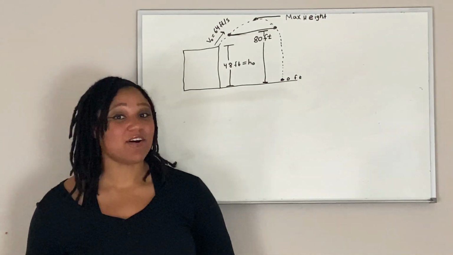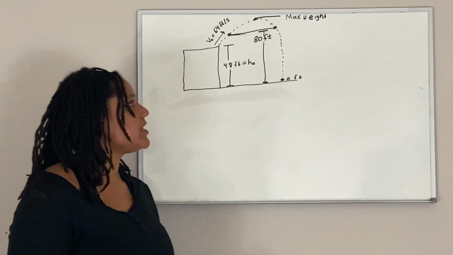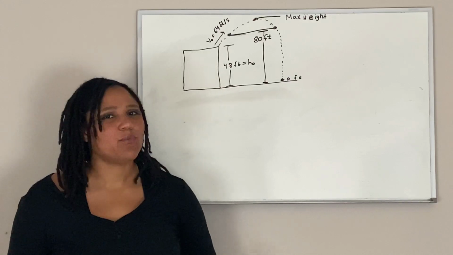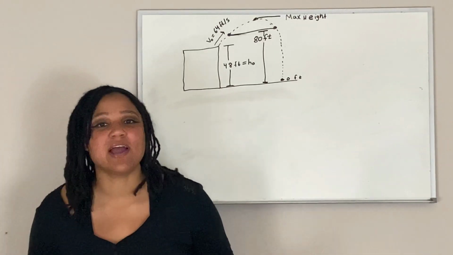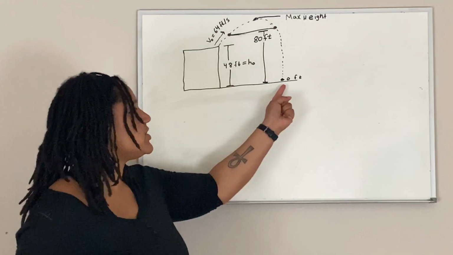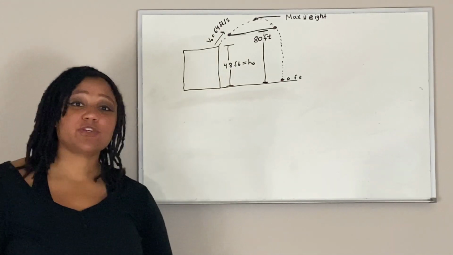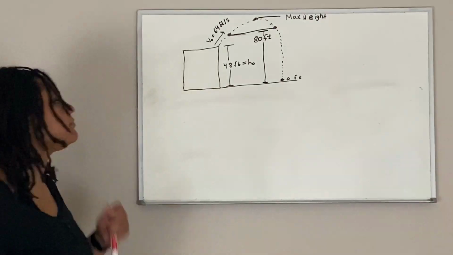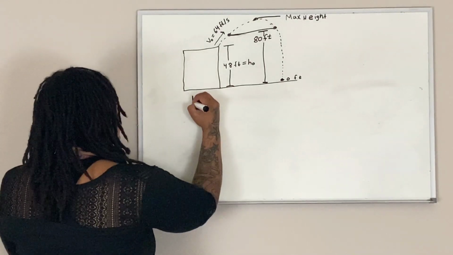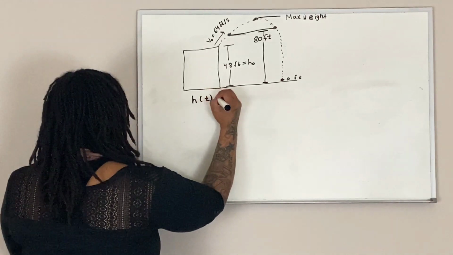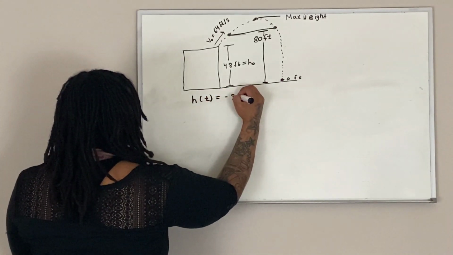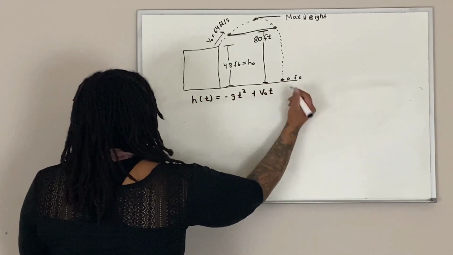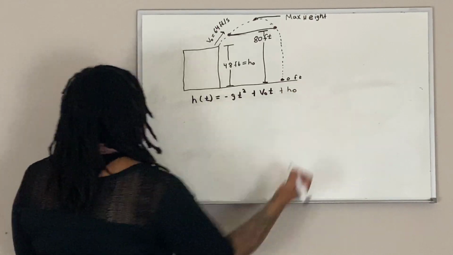So what is our next question? Our question is, how long does it take for the ball to hit the ground? Well, how tall is the ground? The ground is 0 feet, which I have indicated here. So we are still going to use our equation of an object's height at time t. I'm going to write out the equation: h of t is equal to negative g t squared plus v naught t plus h naught.